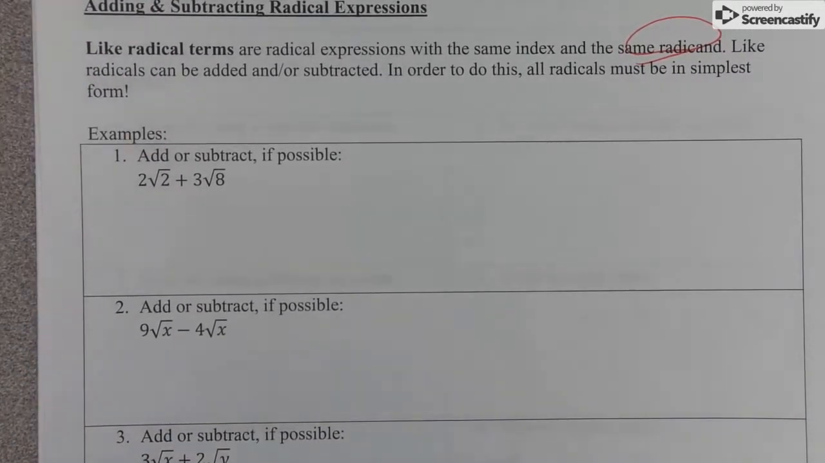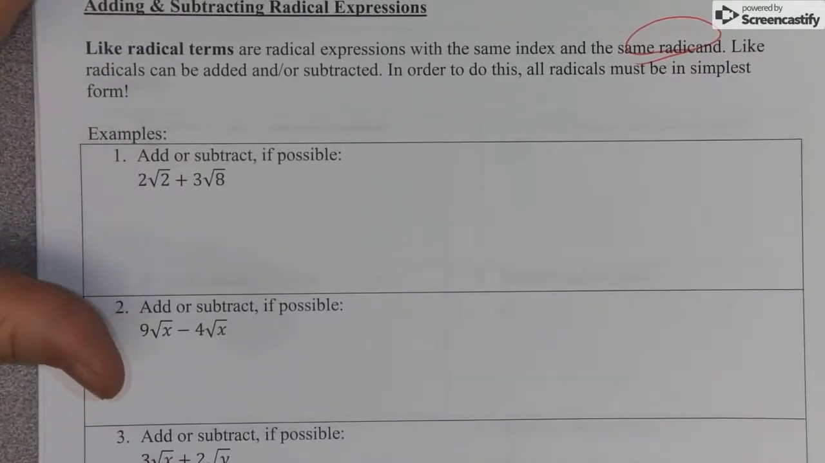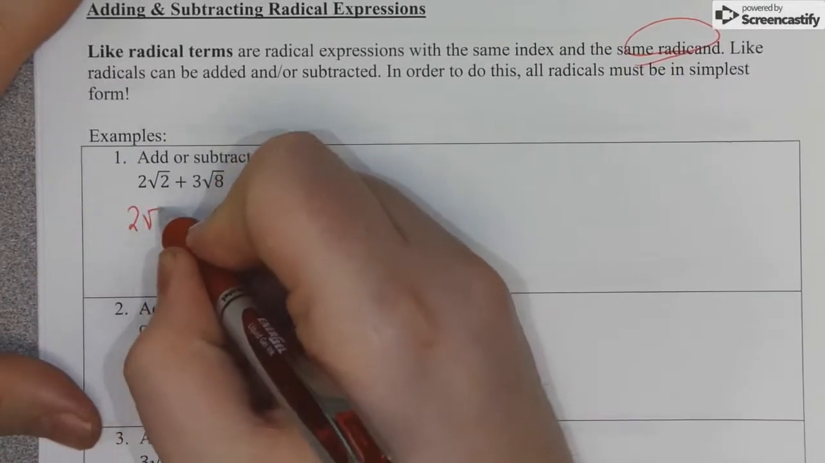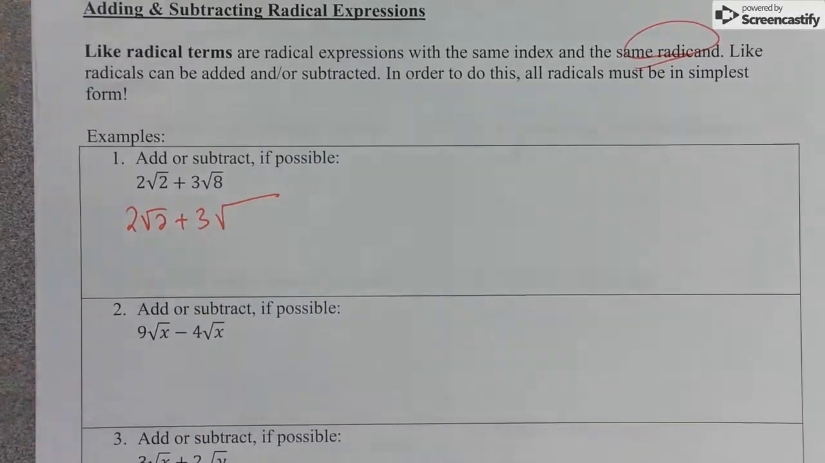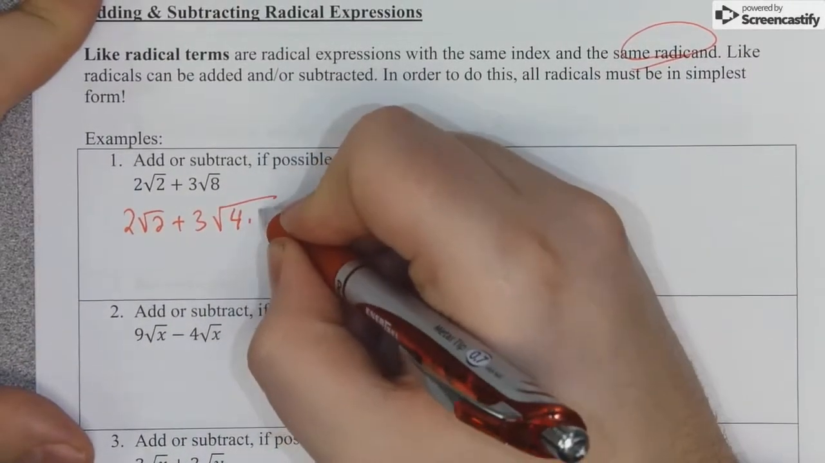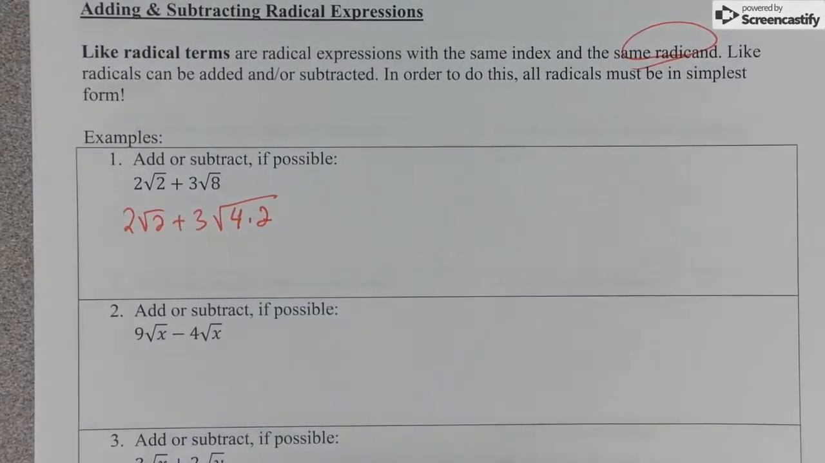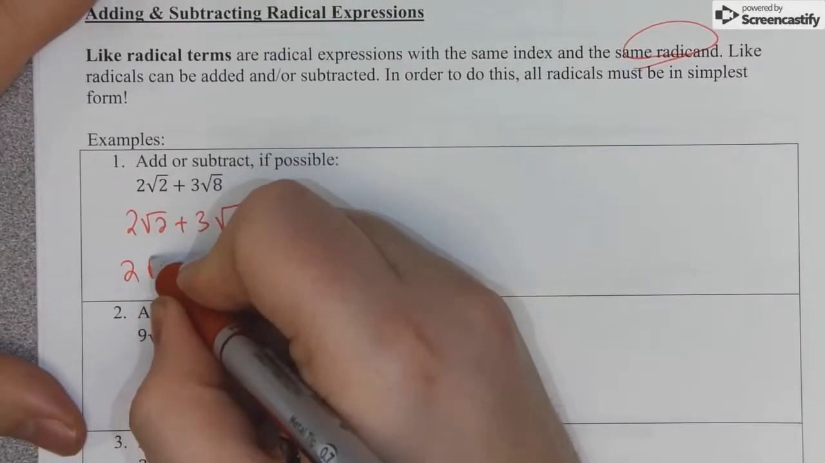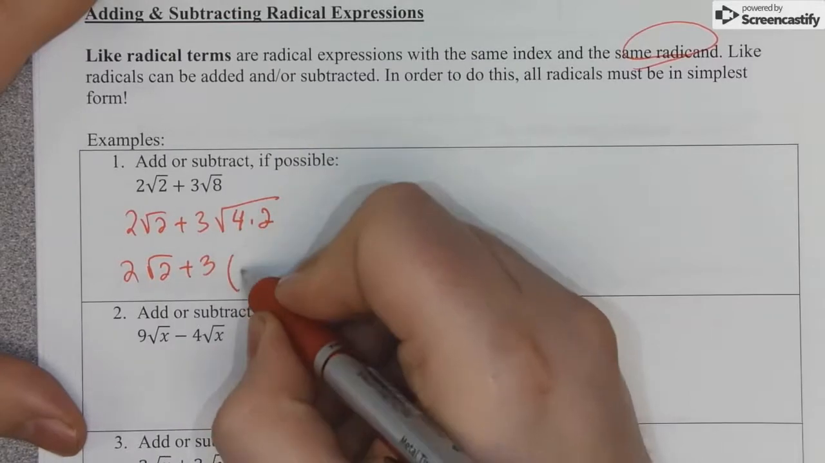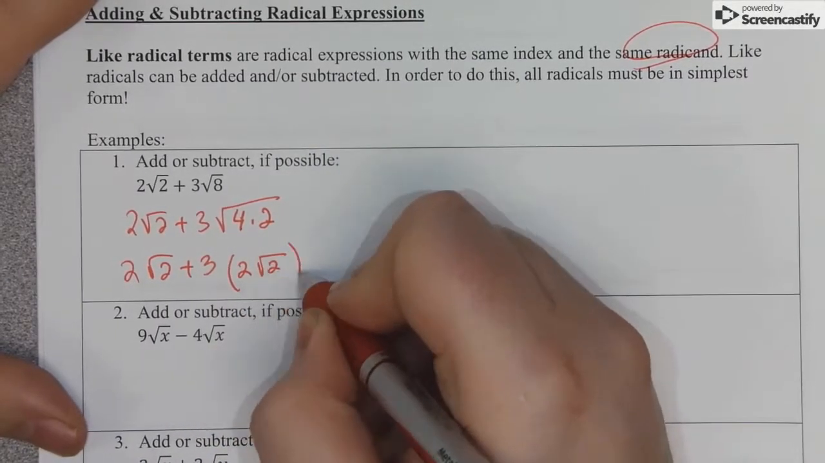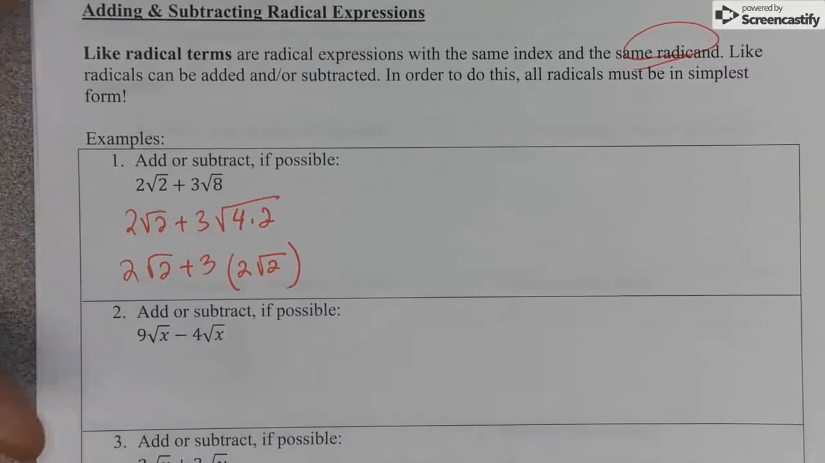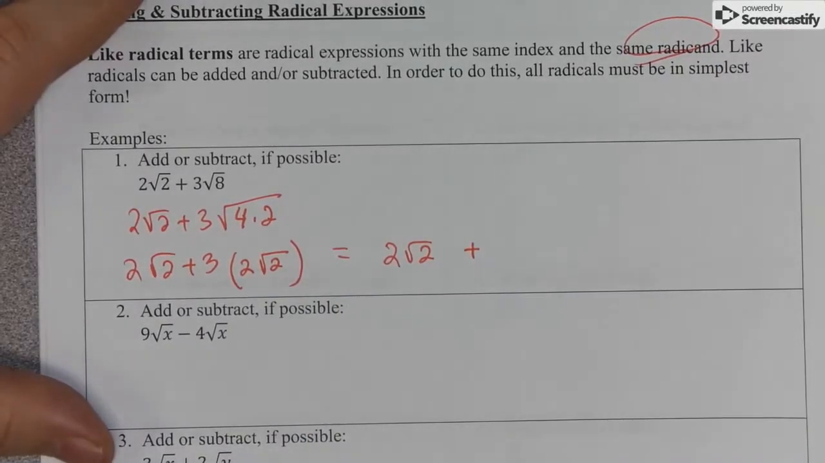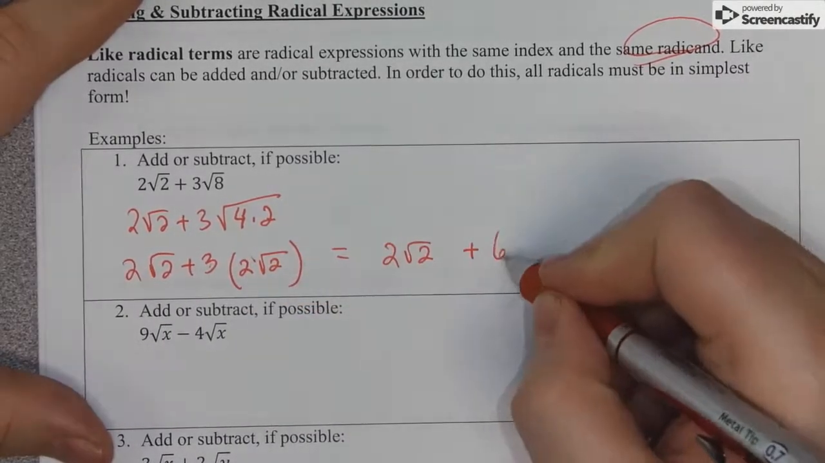So let's see, I have 2 square root of 2 plus 3 square root of 8. Well, I can't break down 2 any further, but I think I can break down 8. So I'm going to write this as 2 square root of 2 plus 3, and I can rewrite 8 as 4 times 2, because I know 4 is a square number. So this will become 2 square root of 2 plus 3. The square root of 4 is 2. And I don't know the square root of 2, so I'll leave that as square root of 2. So this becomes 2 square root of 2 plus 3 times 2 is 6, square root of 2.